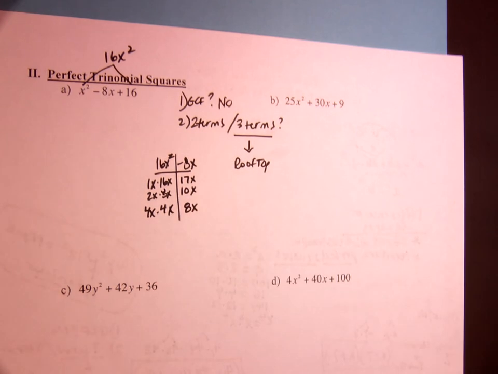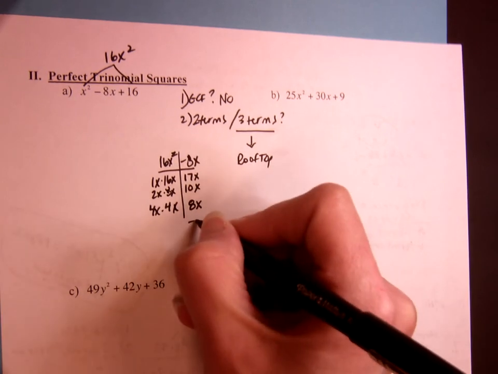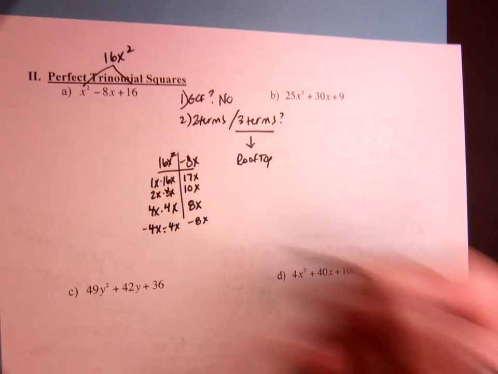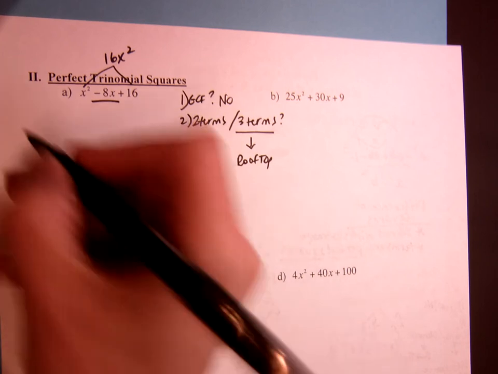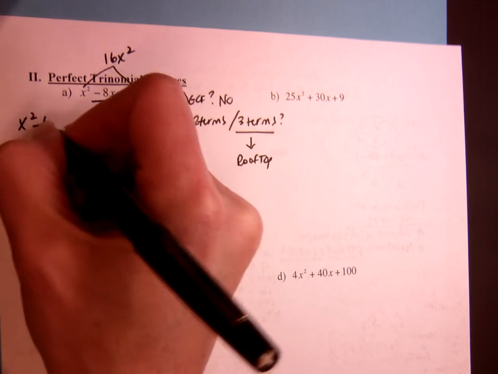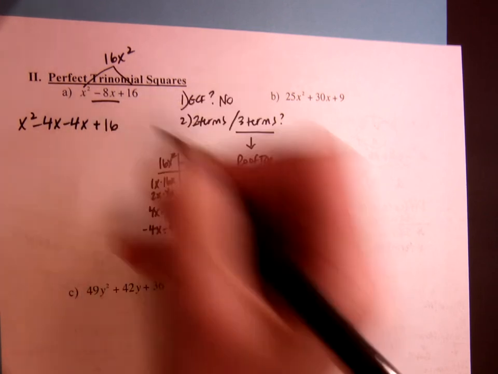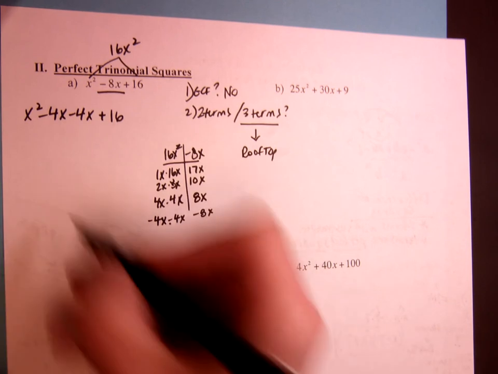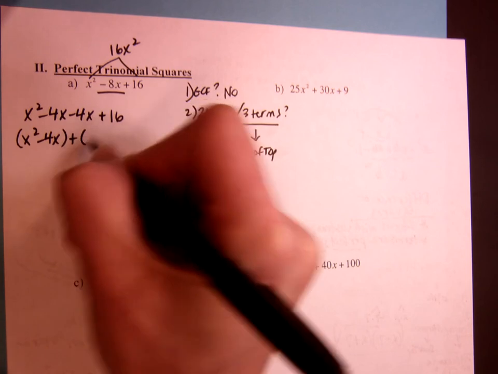So which one of those is going to help us get the negative 8? And what do we have to do to make it a negative 8? Make them both negative. So then that negative 8x turns into 2 negative 4x's. So x squared minus 4x plus 16. And so remember, the next step from here would be to break these down into 2 sets of parentheses.